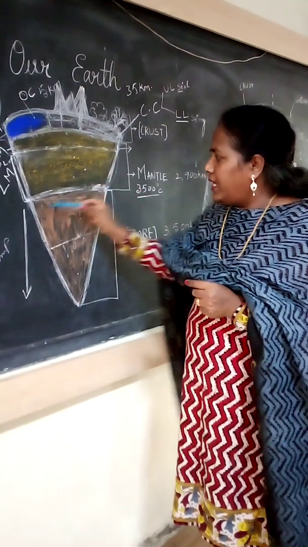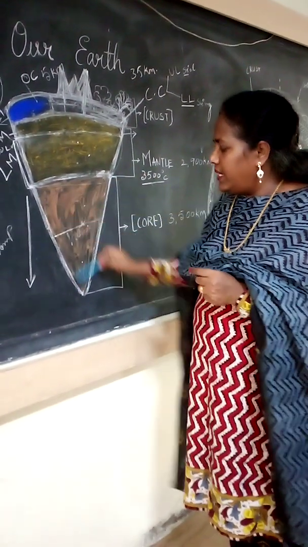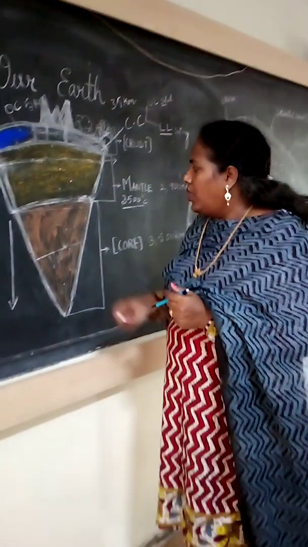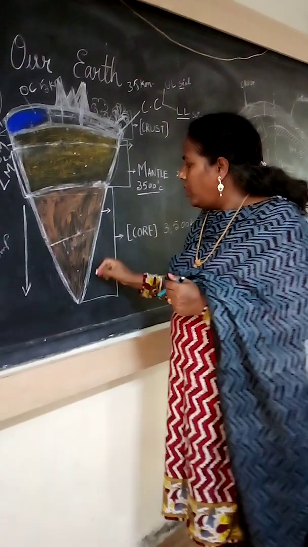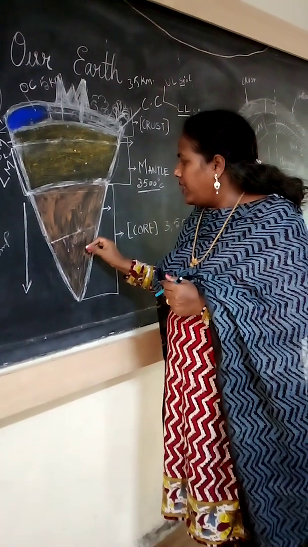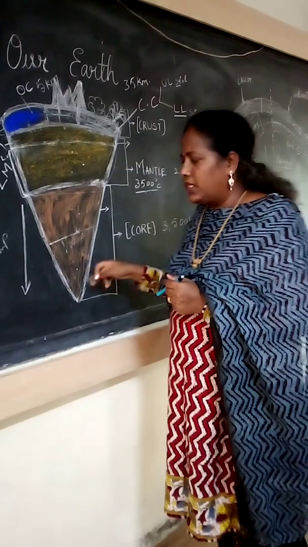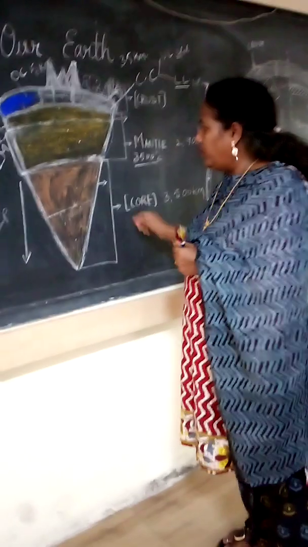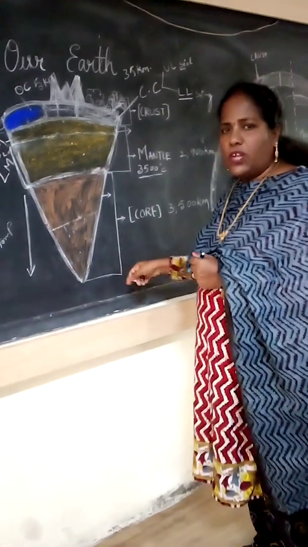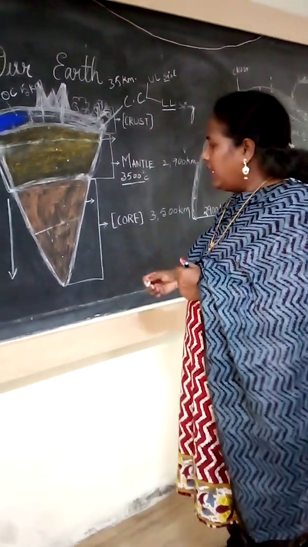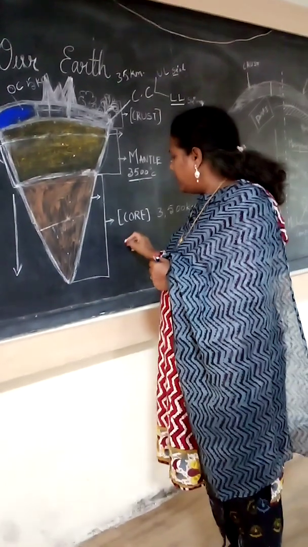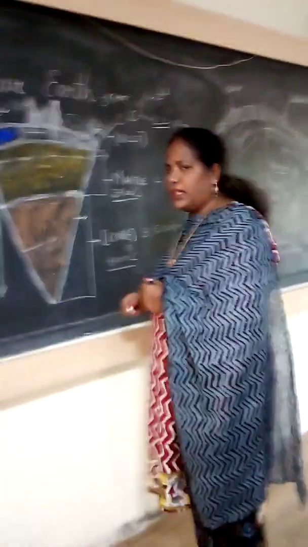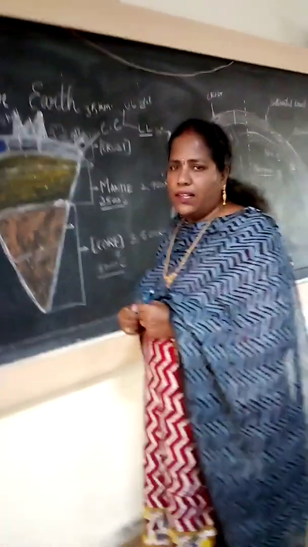Now we come to the layer core. The third layer is the core. The core is again divided into outer core and inner core. Two parts are there. The thickness of the core is 3,500 kilometers. Here the average temperature is nearly 5,000 degrees centigrade.